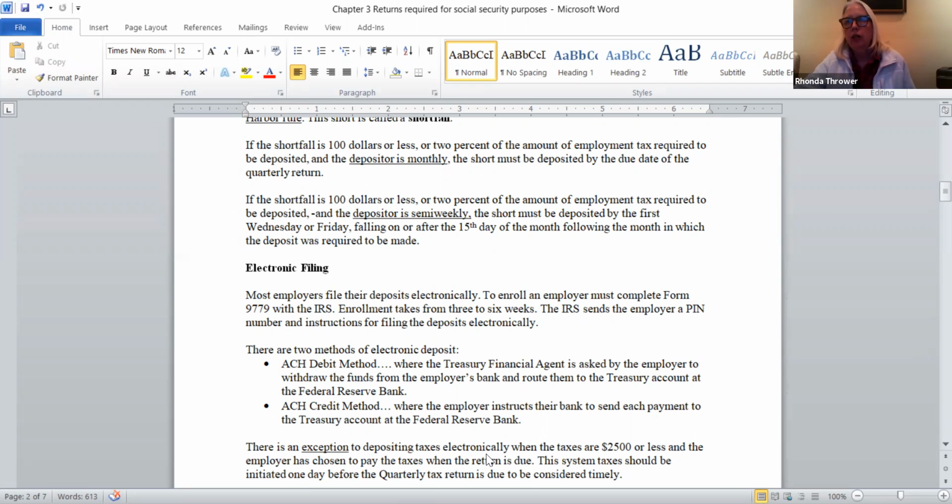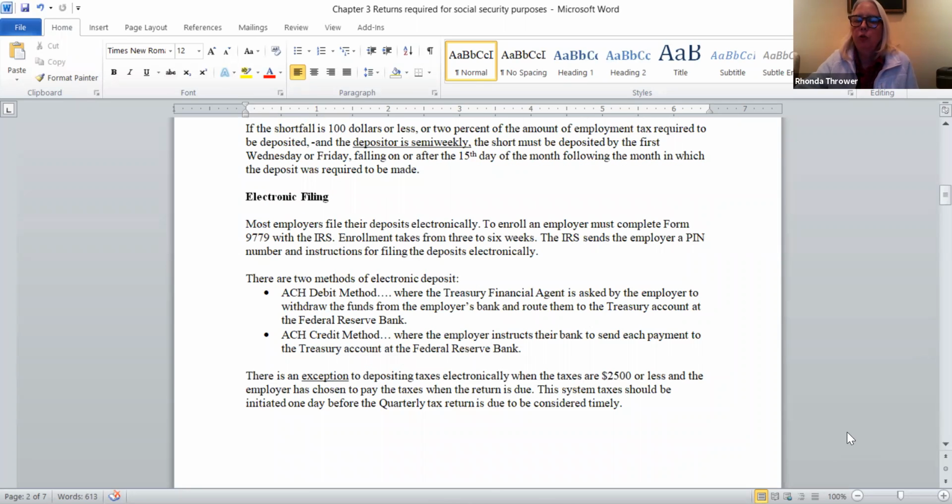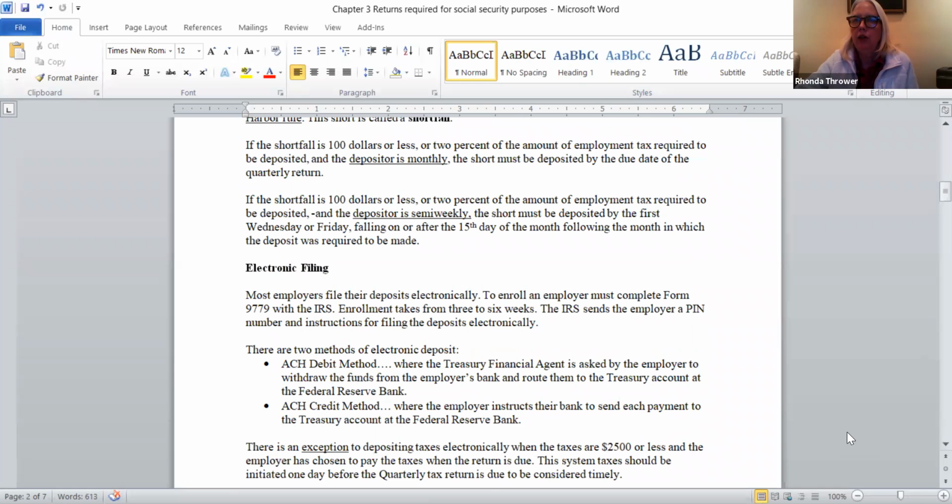So if you have $2,500 or less and you need to deposit your taxes, you don't have to do them electronically. You can deposit them when the return is due. However, you need to have it in place 1 day before the tax return is due to be considered timely for the IRS. And so these are some of the rules that I wanted to talk to you about today.